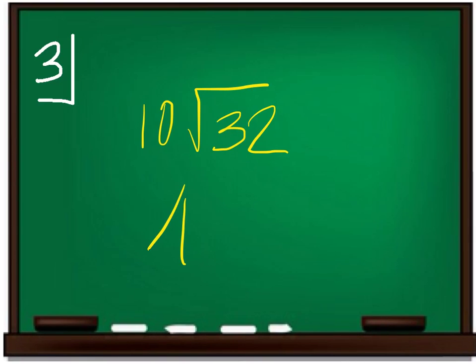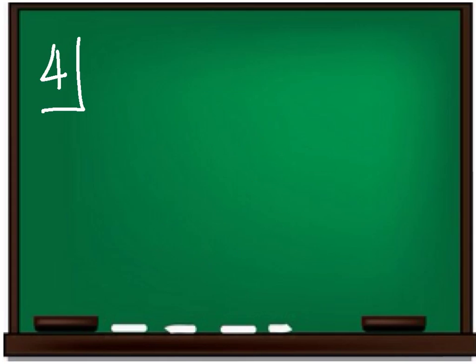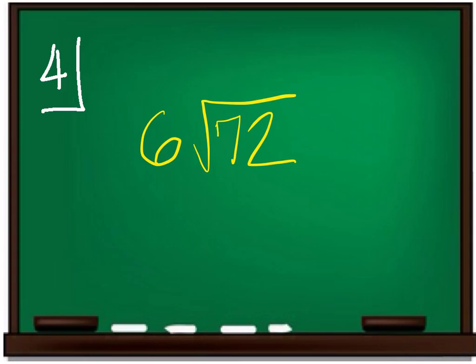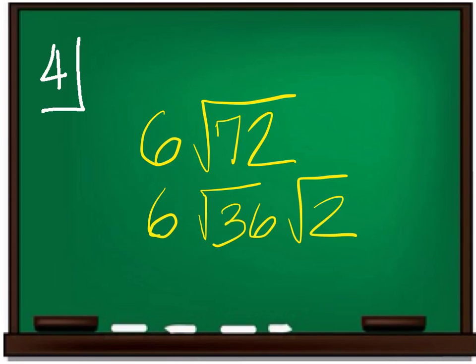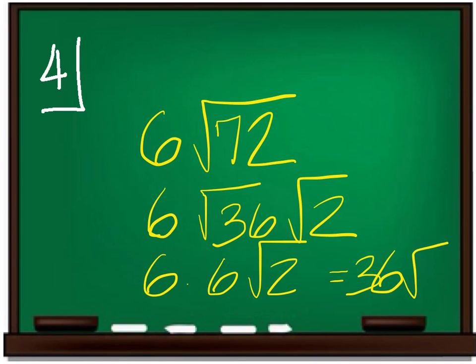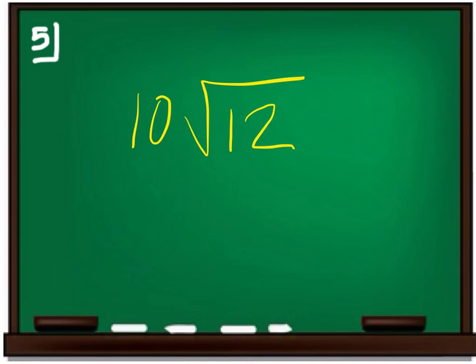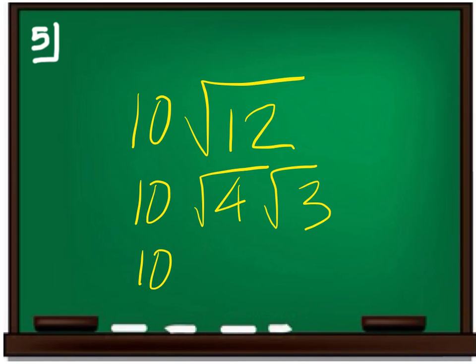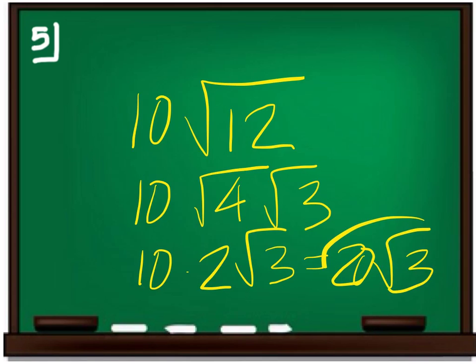Everybody had this one. It's 40 square root of 2. The square root of 72 breaks up as 36 and 2, so that would be 6 times 6. 36 square root of 2 is the answer. This one breaks up as square root of 4, square root of 3, so it would be 10 times 2. That would give us 20 square root of 3.